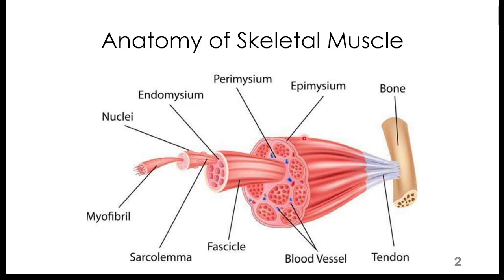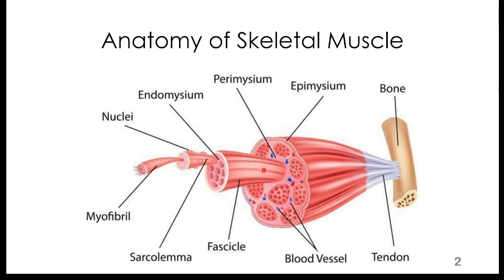The muscle is surrounded by a connective tissue sheet known as the epimysium, which you can see surrounding the muscle, and the muscle is divided into fascicles. These are fascicles. So the muscle is divided into fascicles by means of another connective tissue called the perimysium.